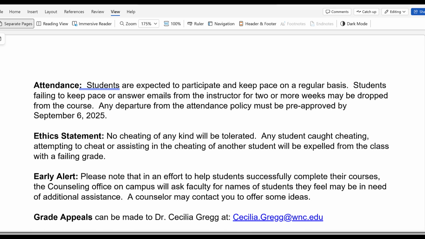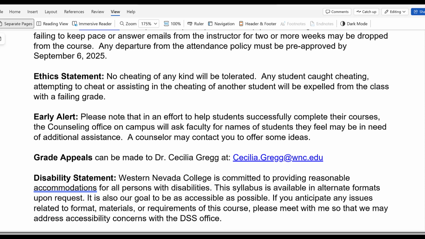Attendance: students are expected to participate and keep pace with the course on a regular basis. Students failing to keep pace or answer emails to the instructor for 2 or more weeks may be dropped from the course. Any departure from the attendance policy must be pre-approved by September 6, 2025.